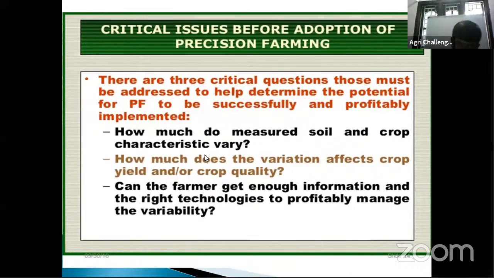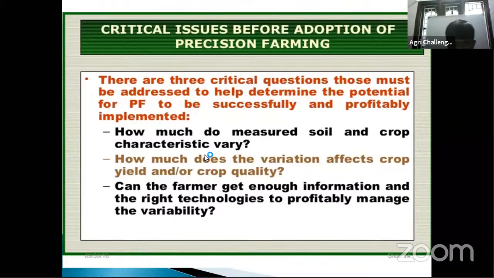Then, how much does the variation affect the crop yield and crop quality? Even though there is a variation, how much is it going to vary? Say there is a slight variation, and we are going to use variable technology implements costing 50 lakhs, and you have only 20 hectares. Or even a service provider is charging 20,000 per hour. Will it give you sufficient yield, more than whatever you are paying?